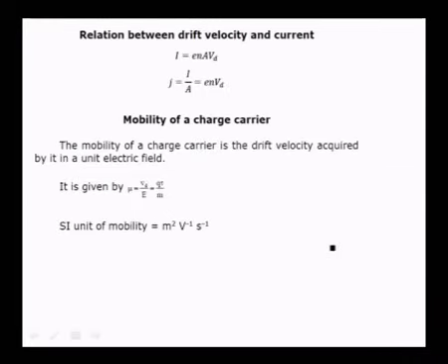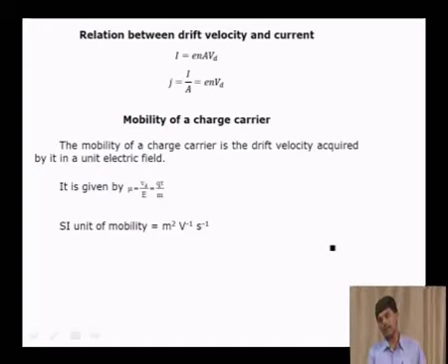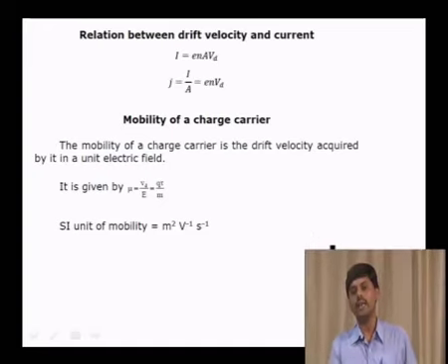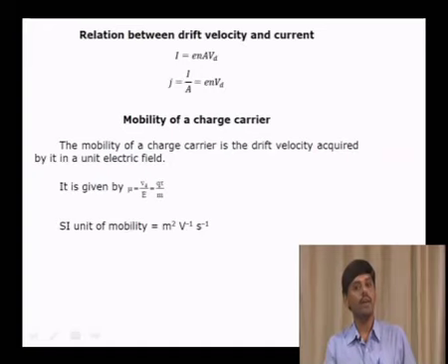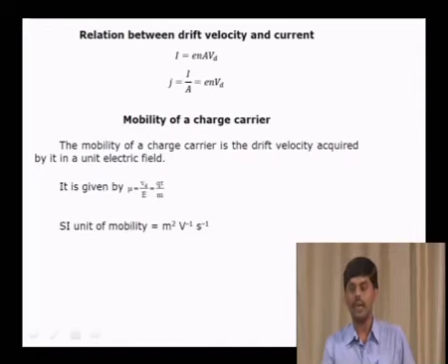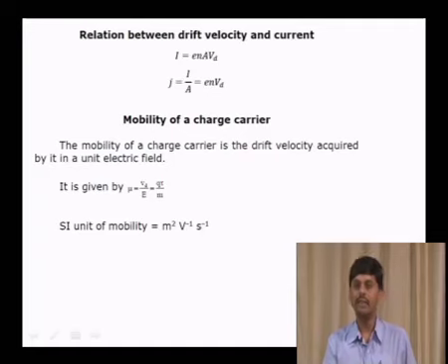Next, relation between the drift velocity and current. We have I is equal to neA Vd, where e is the charge of the electron, n is the number density of the electrons, A is the area of cross section, and Vd is the drift velocity. Also we can write J is equal to I by A, current per unit area. If you substitute the value of I in this equation, we get J is equal to ne Vd.